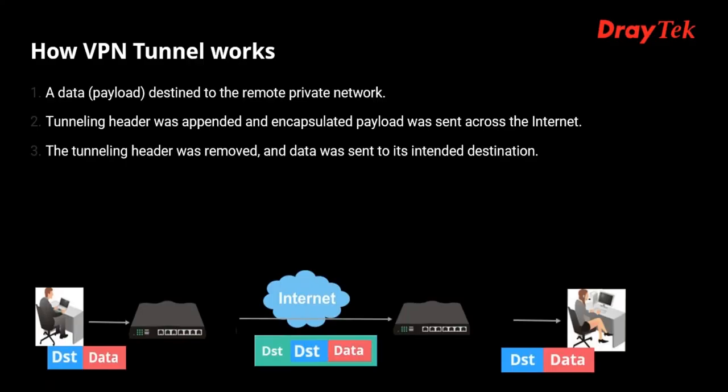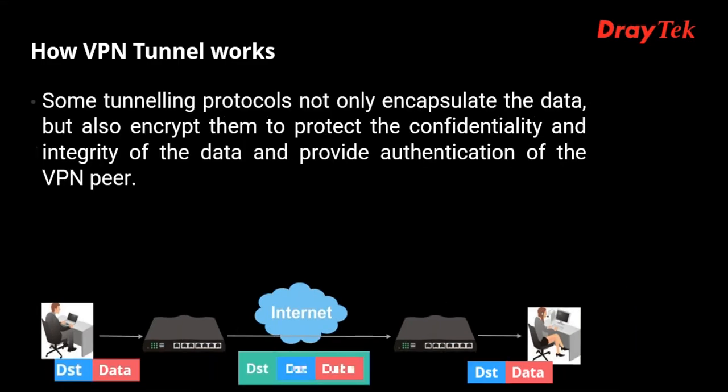The remote router receives this data and strips the VPN header from it to reveal the data contained within it, and it then forwards this to the destination device. Continuing with the previous slide, some VPN protocols take a step further by encrypting the data before encapsulation. So the contents of the data is protected as it goes over the internet.